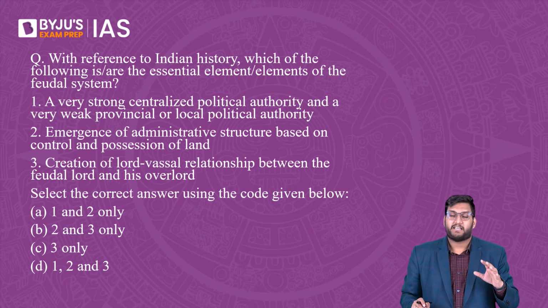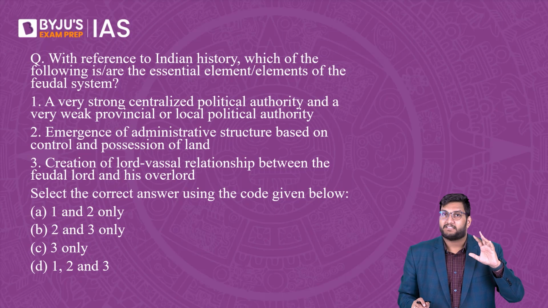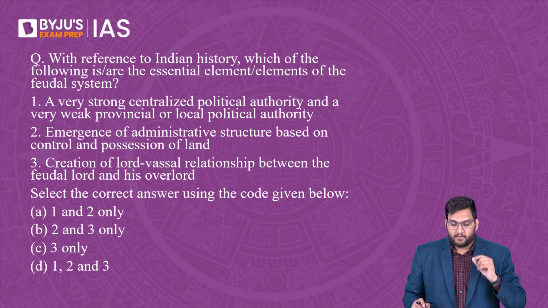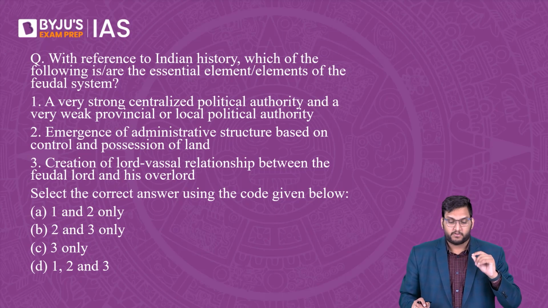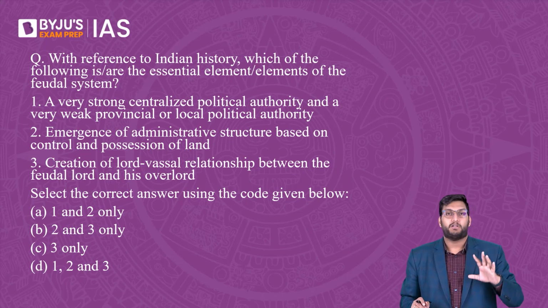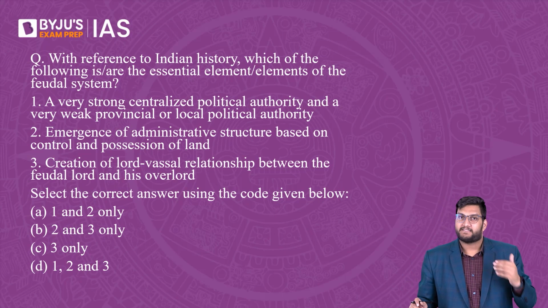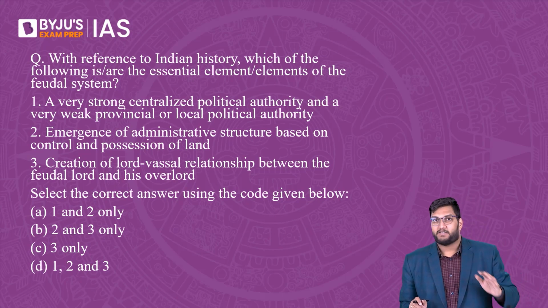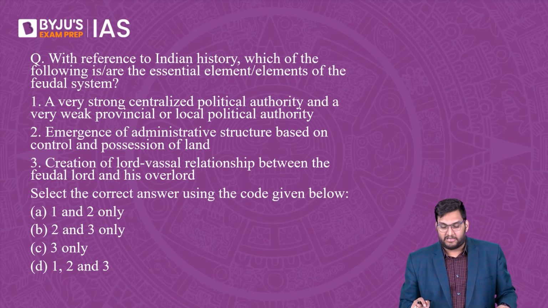Then we also have conceptual questions properly coming through. But in this question again, logic will prevail and you will get the answer automatically. It says, with reference to Indian history, which of the following are essential elements of a feudal system? So early medieval dynasties, we discussed feudalistic politics. That is what they are referring to. A very centralized political authority and a very weak provincial or local political authority. Emergence of administrative structures based on control and possession of land. Creation of lord-vassal relationship between the feudal lord and his overlord.